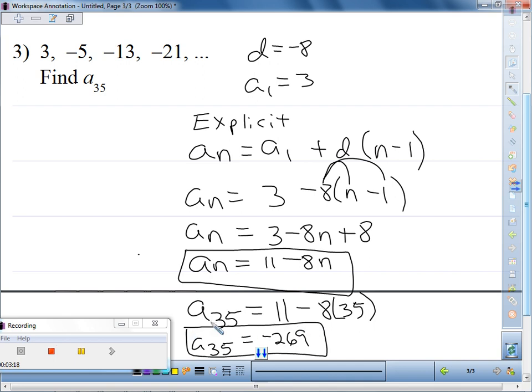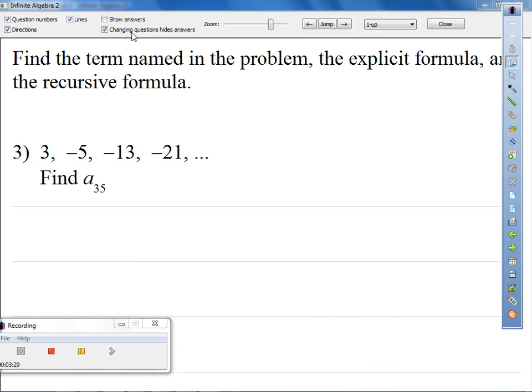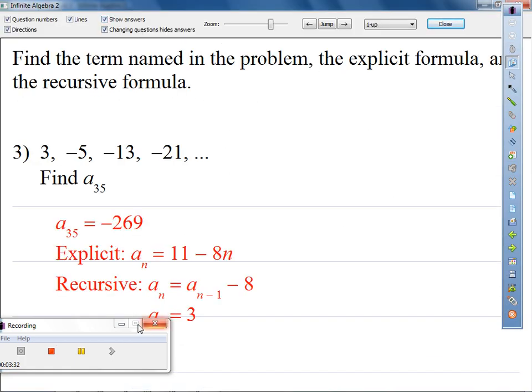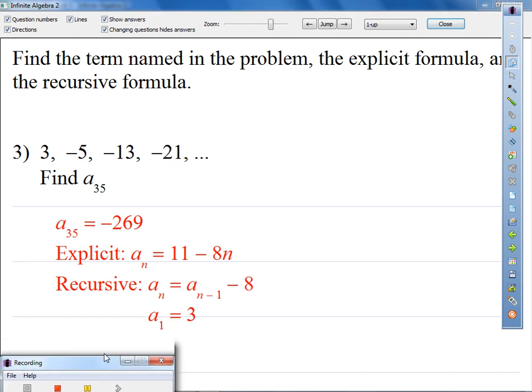Okay, and so now we have found the recursive formula, which we found earlier, the explicit, and then here we have the 35th term. And these are our formulas that we came up with again, and then the 35th term.